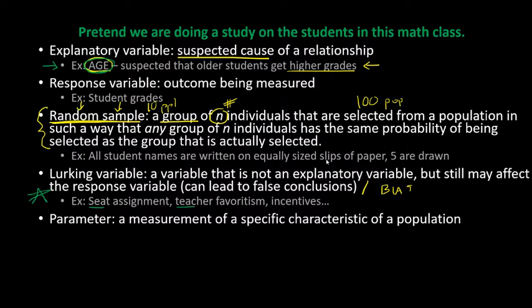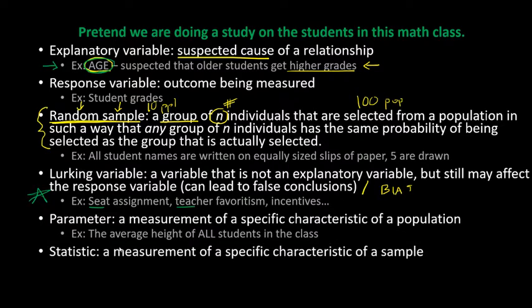So a parameter, a measure of a specific characteristic of a population. And let's also at the same time look at statistic, which is a measure of a specific characteristic of a sample. So the only difference is that a statistic comes from a sample, a parameter comes from a population. So S for statistic, S for sample, P for parameter, P for population.